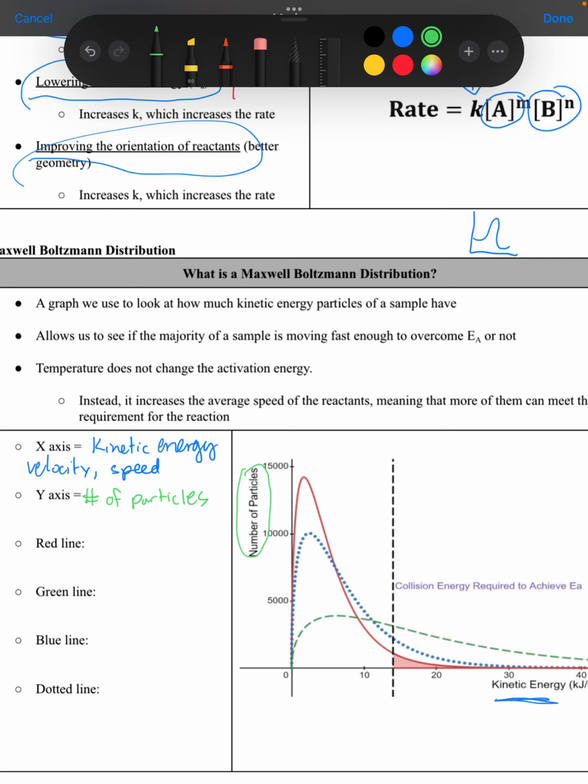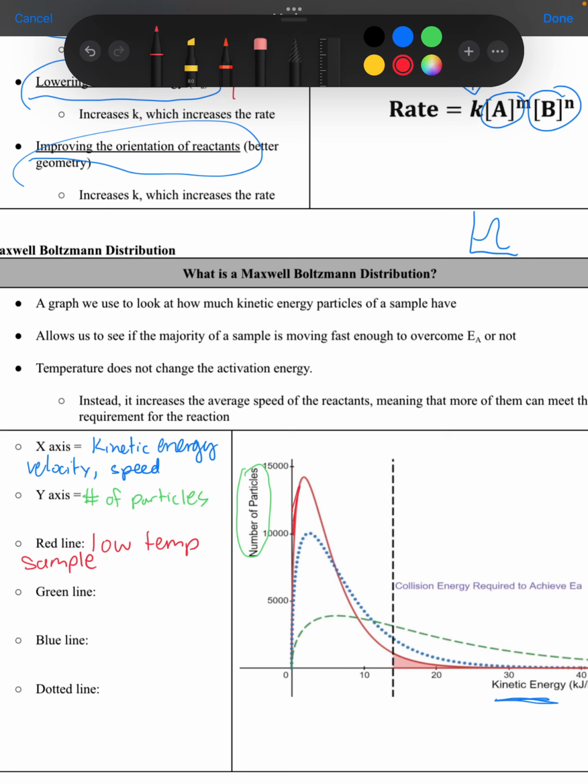The three lines represented on this graph are not always present. It depends on how many temperatures or kinetic energies you're viewing your sample at. In this case, our red line here represents our lowest temperature particle distribution. So I'm just going to write that down, low temperature. That's our low temperature sample here.